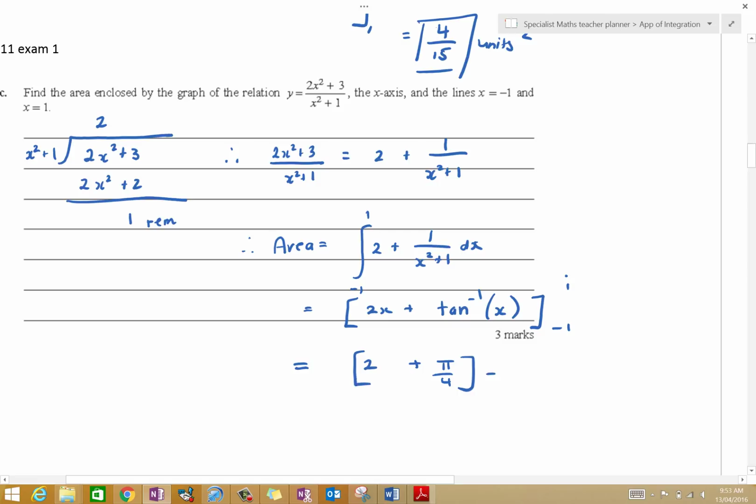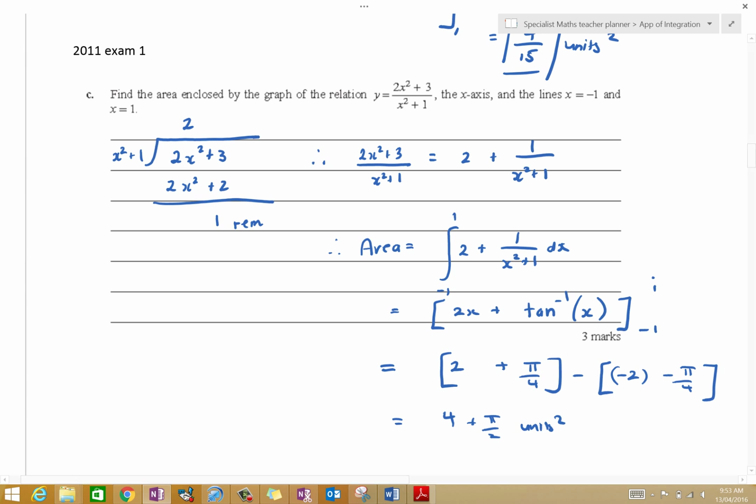And then I'm subtracting away, 2 times -1 is -2. So be careful of signs there, which a lot of students get wrong. What's the inverse tan of -1? Negative pi on 4. So that is minus negative pi on 4. Try to write it out like that because you'll get thrown off by your negatives. Now I've got 2 plus 2 is 4. Pi on 4 plus pi on 4, pi on 2. That's your answer, yeah? Units squared. Now that's from the 2011 exam.